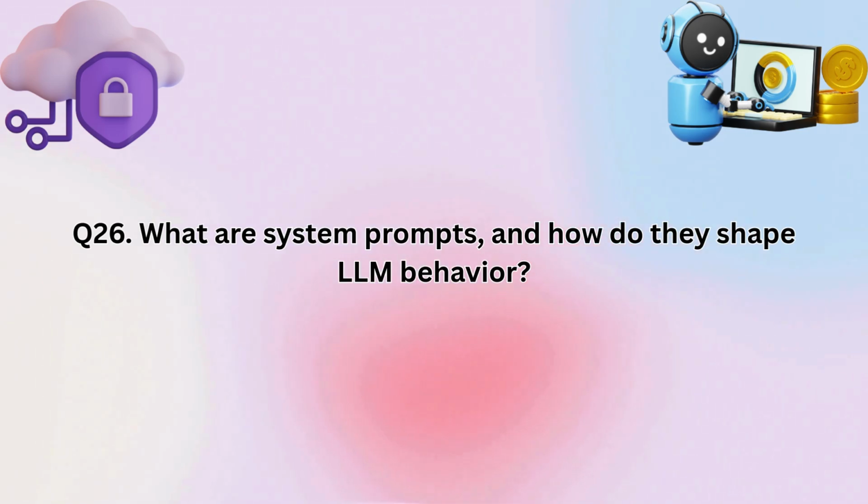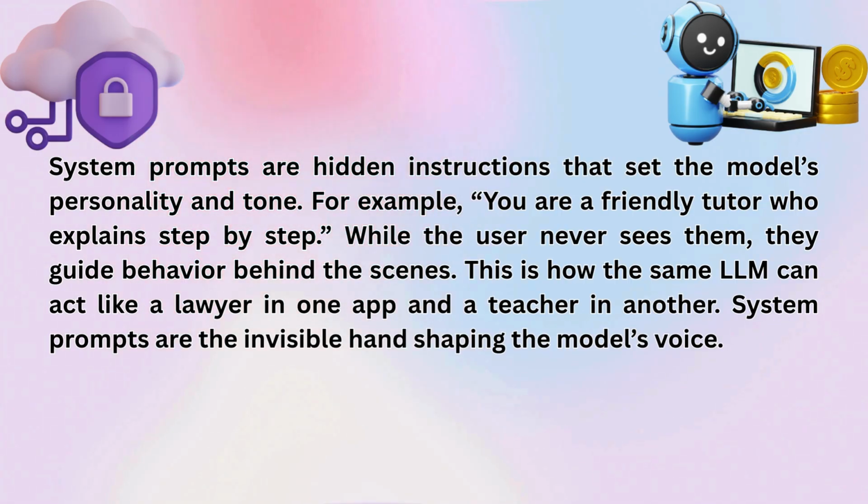What are system prompts and how do they shape LLM behavior? System prompts are hidden instructions that set the model's personality and tone. For example, "You are a friendly tutor who explains step by step." While the user never sees them, they guide behavior behind the scenes. This is how the same LLM can act like a lawyer in one app and a teacher in another. System prompts are the invisible hand shaping the model's voice.